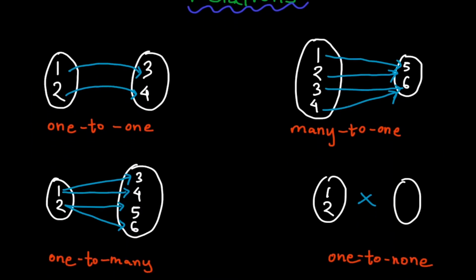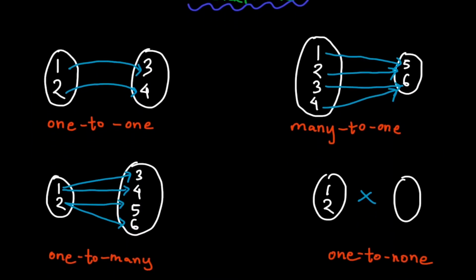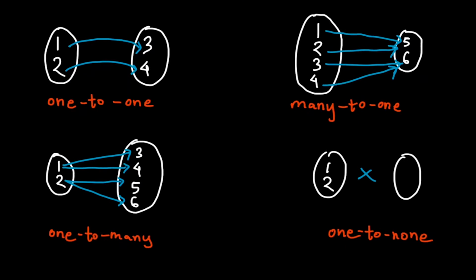Let me just clear this up. Whoops. These are spoilers, I guess. Alright. These are all relations, but not all of these are functions. A relation is a function when every value of x gives one unique value of y. Hence, a one-to-one relation is a function and a many-to-one relation is also a function. But a one-to-many and a one-to-none are not functions.